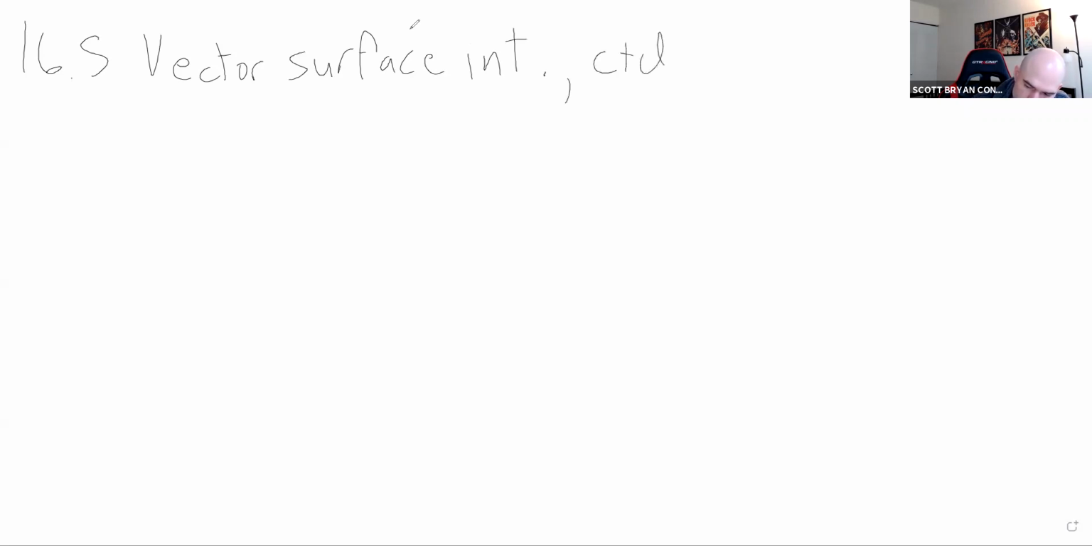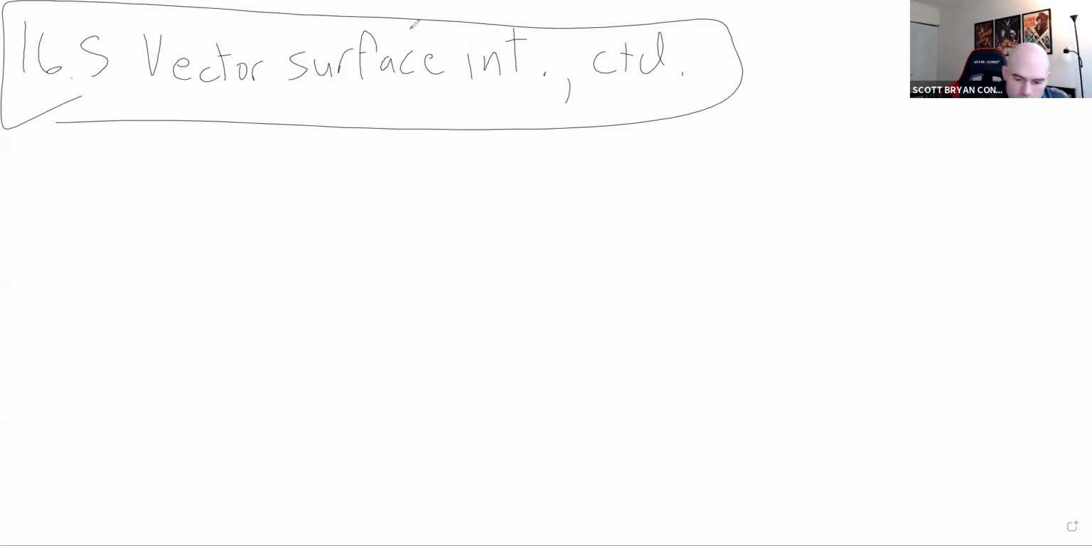Alrighty. So before we start talking about Green's theorem, I'm going to do one more example for a surface integral of a vector field, and then I'll do a really quick recap of the stuff you should have memorized essentially for surface integrals. Okay, so we'll do one more example.